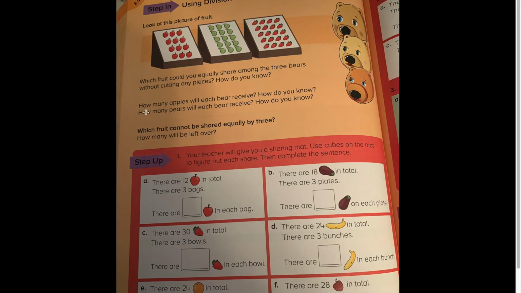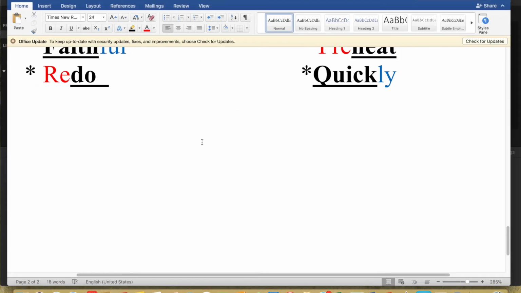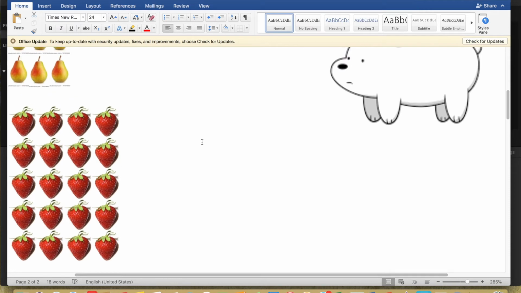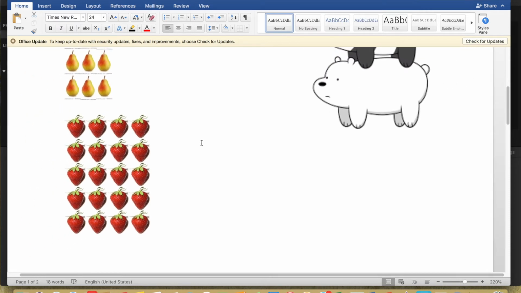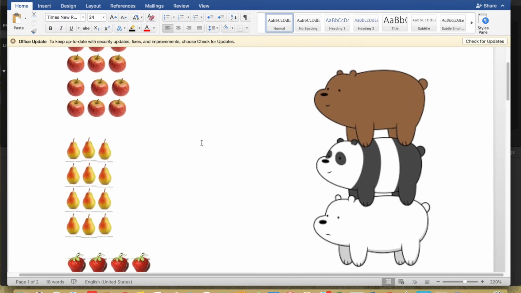It also wants to know how many apples will each bear receive, and how many pears will each bear receive. Which fruit cannot be shared equally, so that means one of these 3 is not going to be able to be shared equally, and it wants to know how many will be left over. So I have created, I know you remember that from last time, this Word document. I know it doesn't look exactly like that picture that we just saw in our Origo book, but it's the best that I can do.